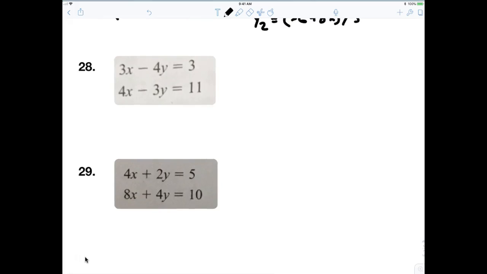Now I want to take a look at 28, and then I'm done. All right, you can finish up. All right. So here we go. I have negative 4y equals 3 minus 3x.